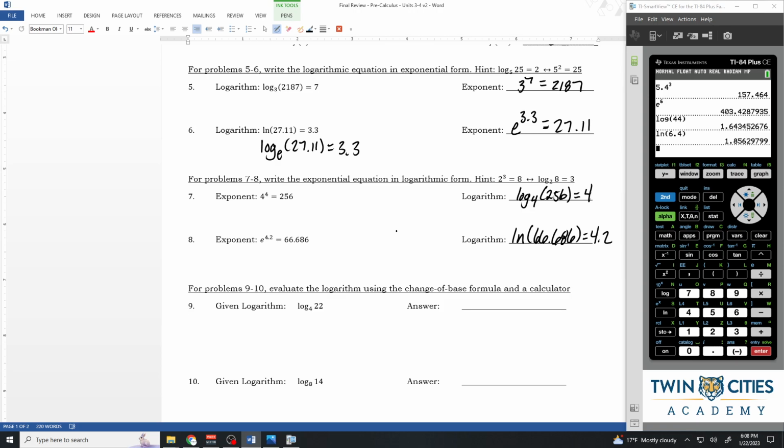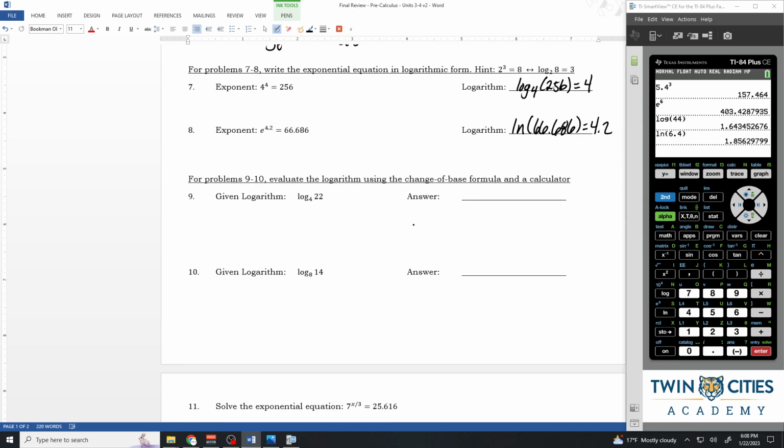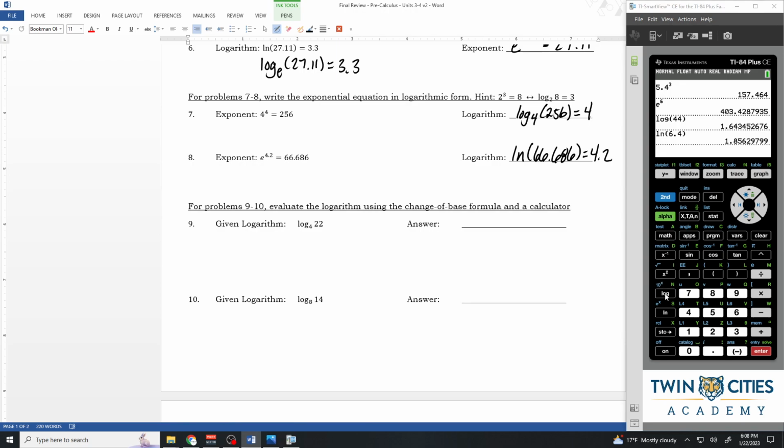Now, as I mentioned, the calculator can only handle log base 10, that's the common log, or the natural log, that's log base e. So when I come across a problem such as number 9 and 10 here, evaluate the logarithm using the change of base formula. This is log base 4. I can't put this into my calculator as it is, but I do know that for change of base, I've got a formula that says the log base a of b is equal to, and then I can either use log base 10 or I can use natural log.